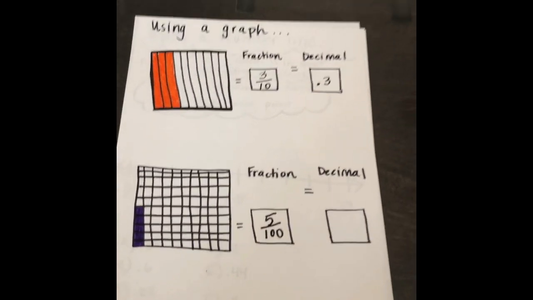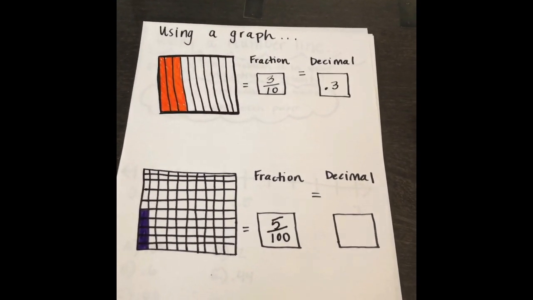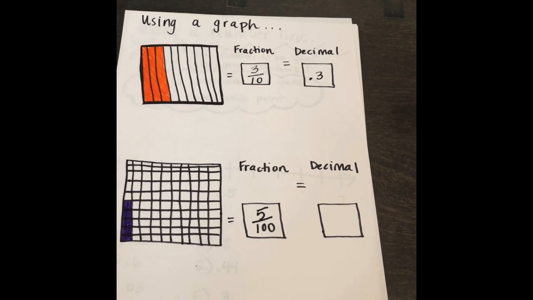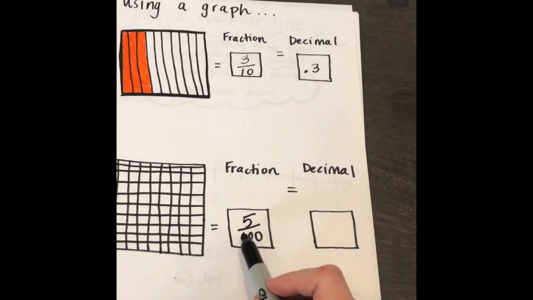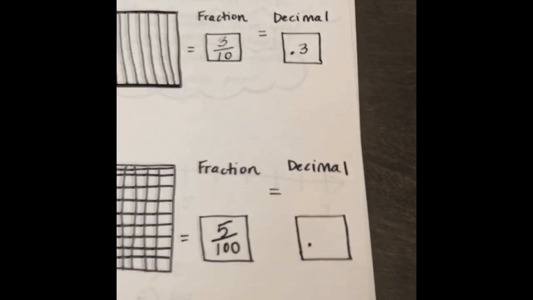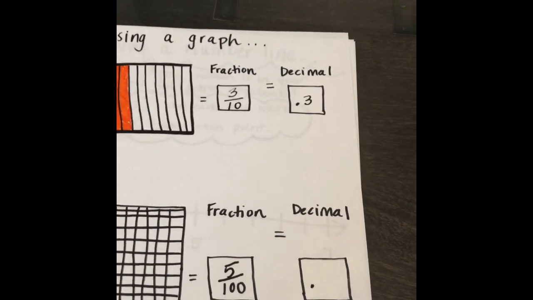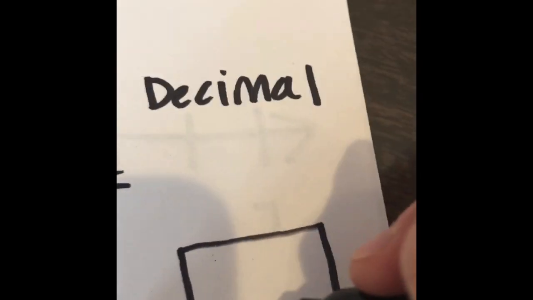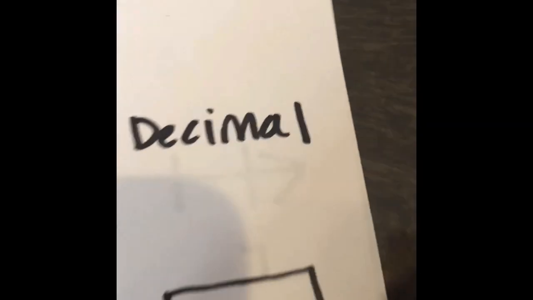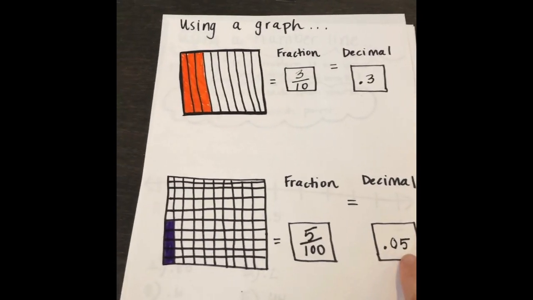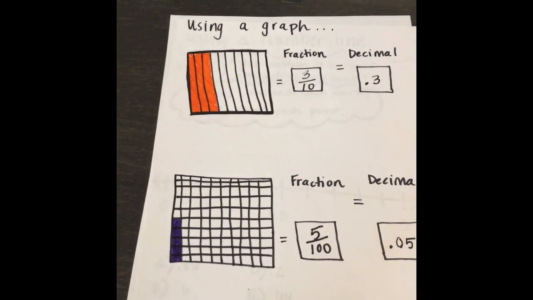Now, saying this out loud and remembering our place values for our decimals. Remember that it goes tenths, hundredths, thousandths. We're going to put this decimal point, and because this 5 is in the hundredths, we're going to put a 0. Oops. And a 5. There you go. Once again, because that 5 is in the hundredths place value.